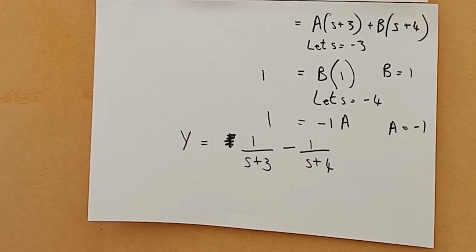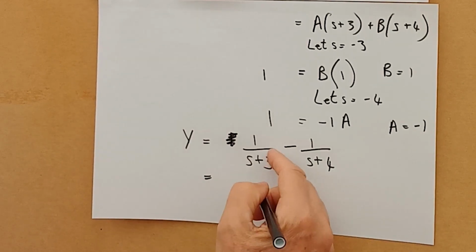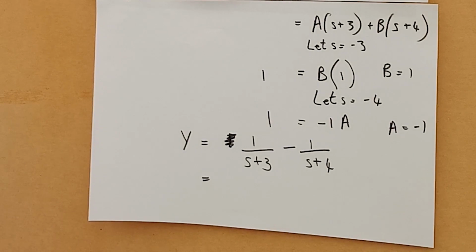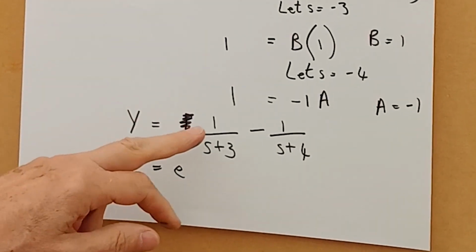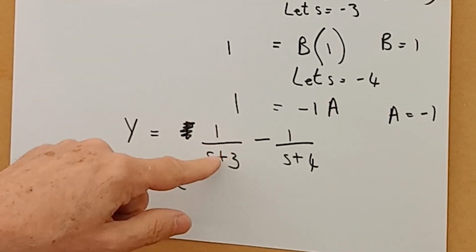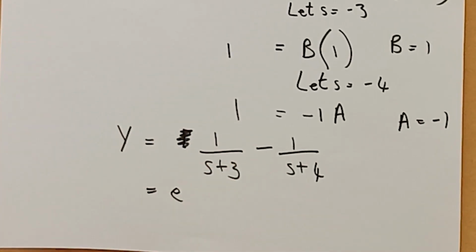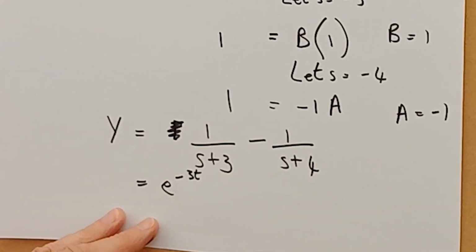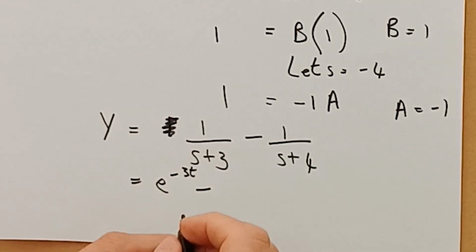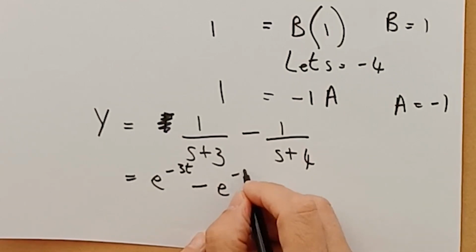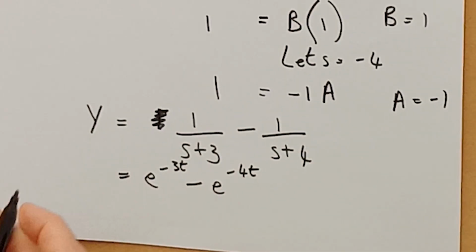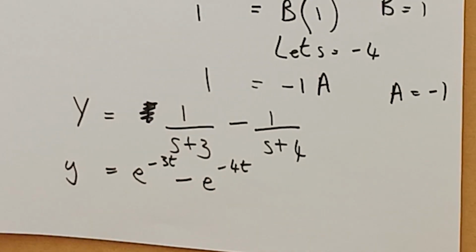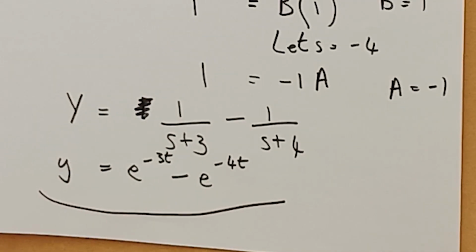And we'll find that if you've got this s plus 3, it means it's e to the minus. So if we inverse Laplace this, it's e to the minus 3t, take away e to the minus 4t. The inverse Laplace of Y is y. And that is as simple as you can get it.